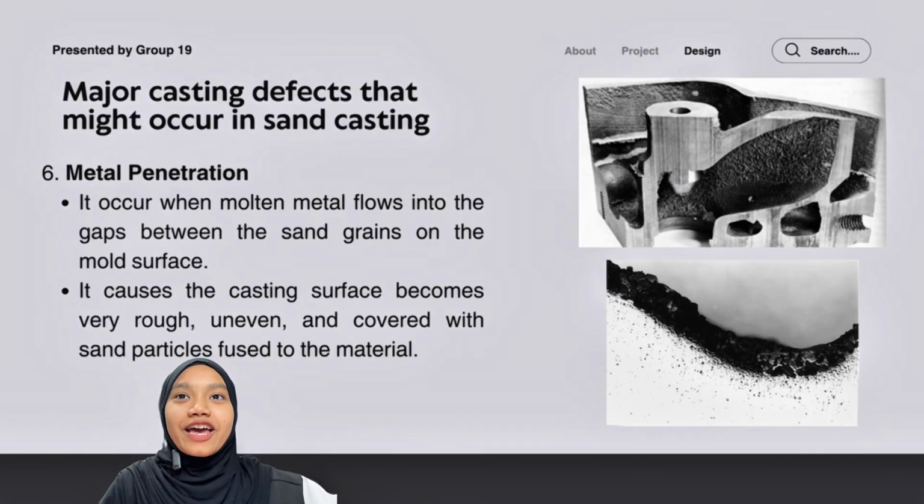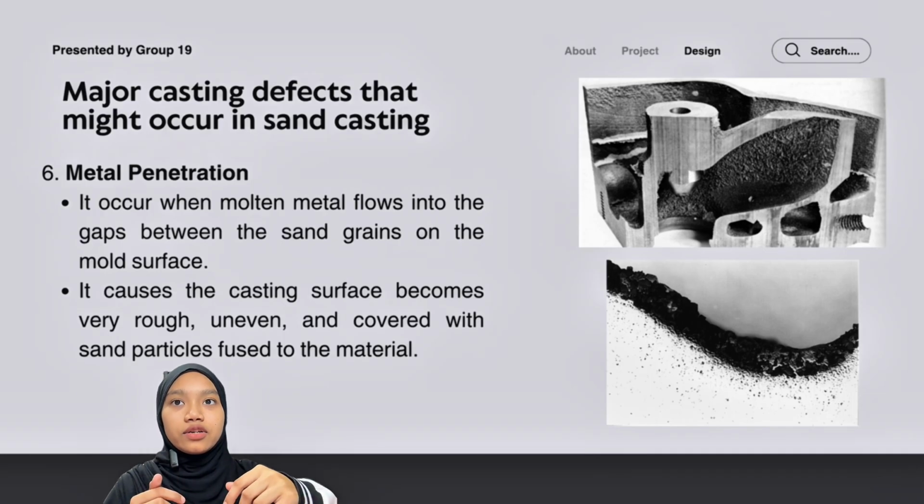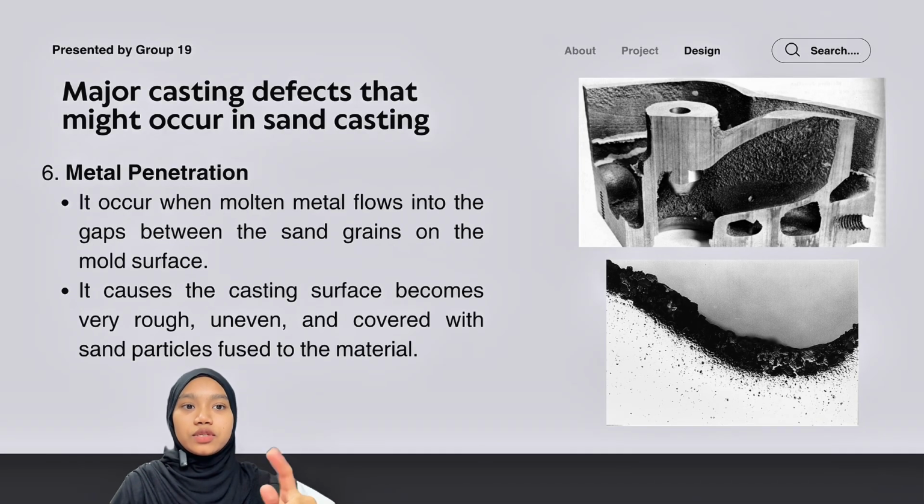Next, we have metal penetration. It occurs when molten metal flows into the gaps between the sand grains on the mold surface. It causes the casting surface to become very rough, uneven, and covered with sand particles fused to the material.